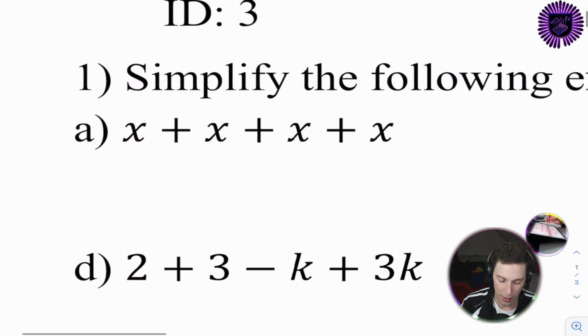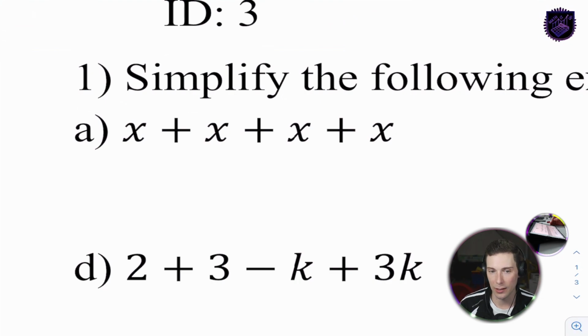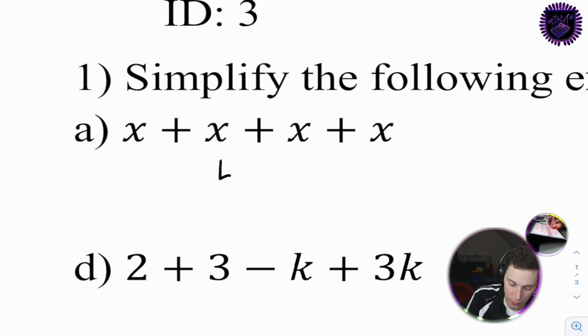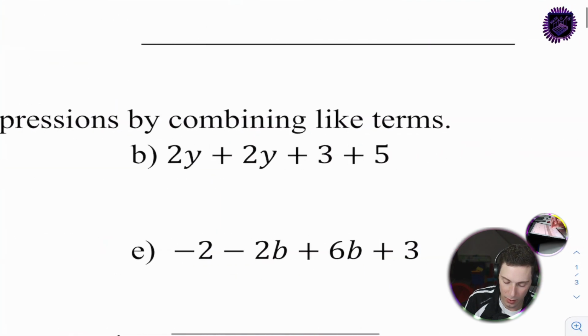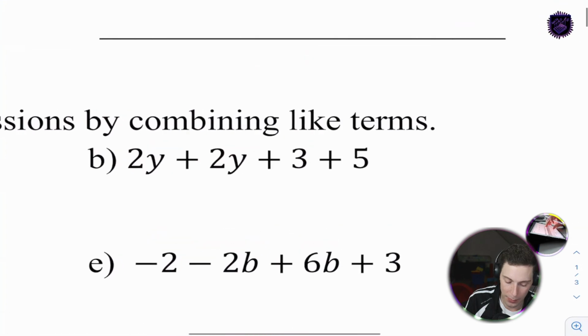So if we look at 1a, we have x plus x plus x plus x, and x, of course, is a variable, and it is a like term because they're all the same variable. So this is simply going to combine into 4x. That's our answer, 4x.